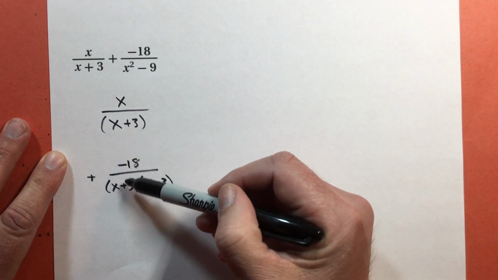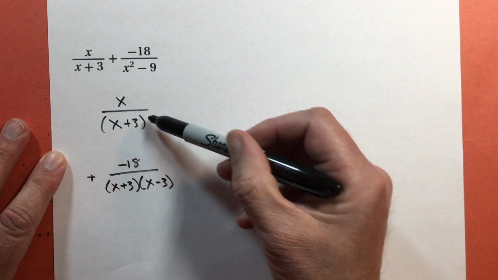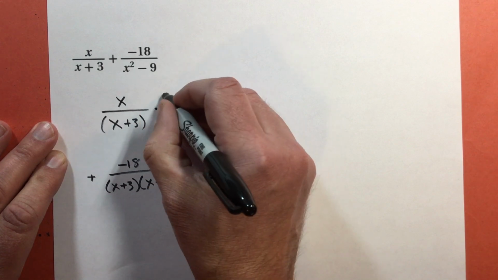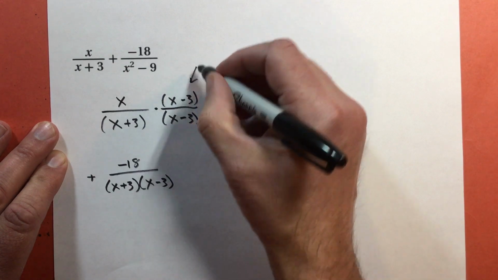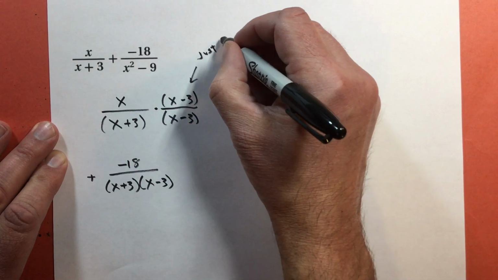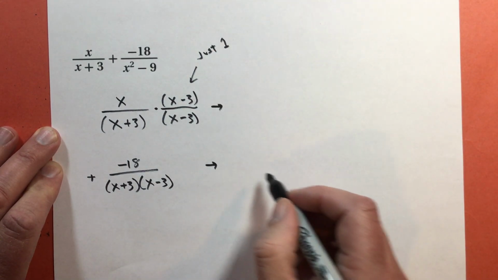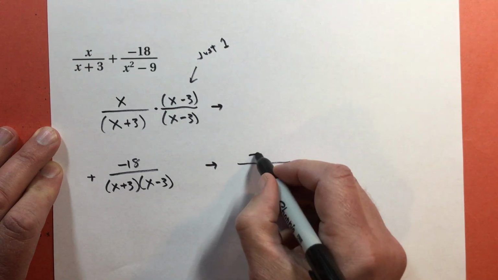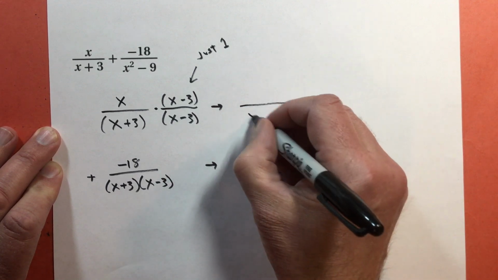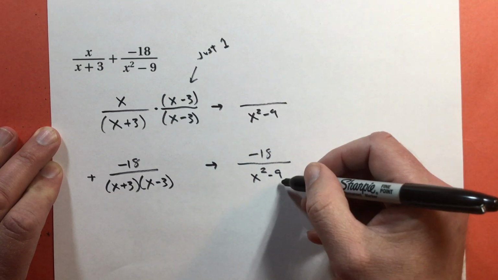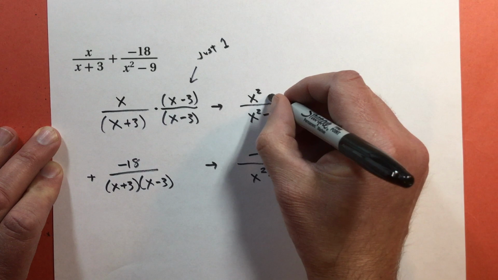So notice that they both have a common factor of x plus 3. This fraction has x minus 3, but this one doesn't. So I'm going to multiply by the number 1. So again, this is just the number 1. Let's do a little bit of simplifying. This one is going to stay the same, negative 18 over x squared minus 9. I know that I still have x squared minus 9. That way I have the common denominator. These are the same. x times x is x squared. x times negative 3 is negative 3x.